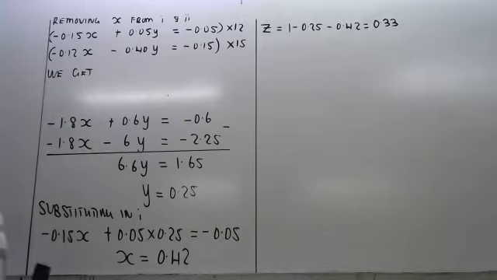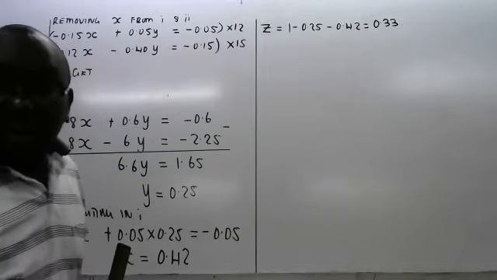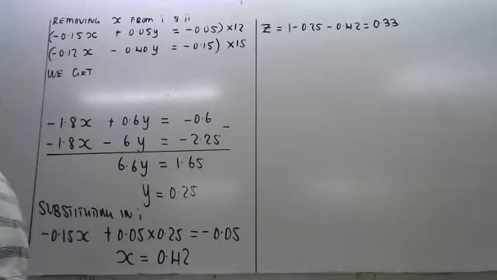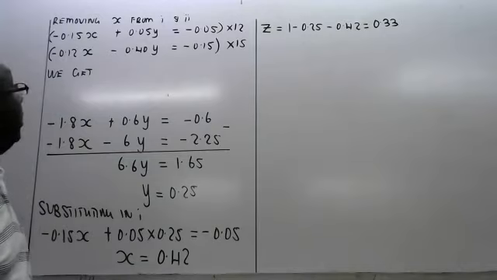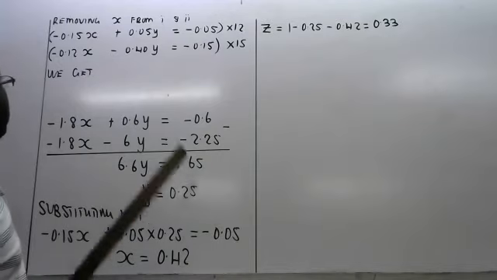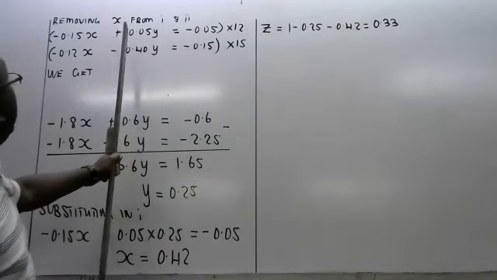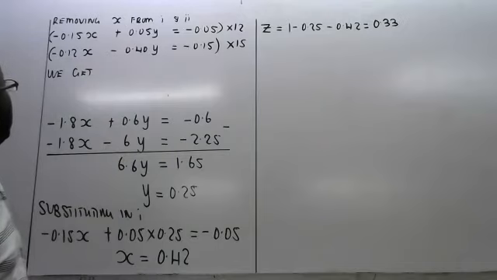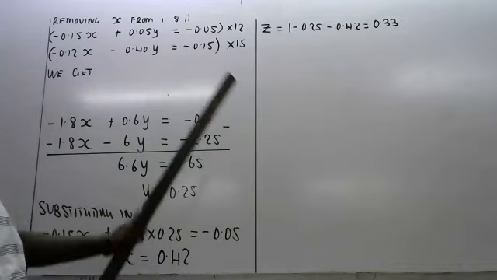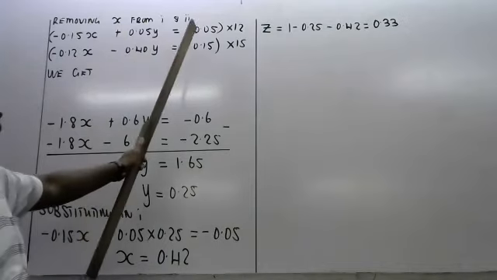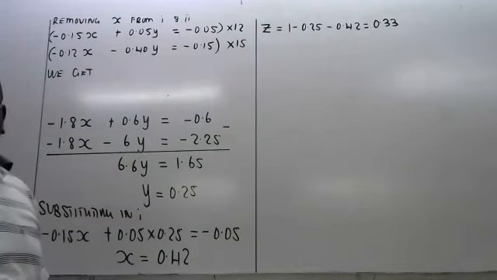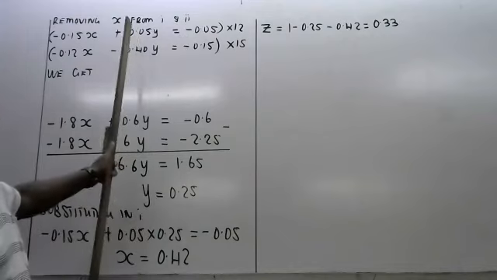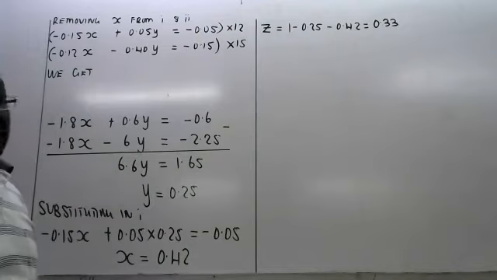Sasa sijui hiyo unasema 0.0, ni hii unaongelea ama ni hii? But this one was positive, this one was negative. If you are talking of that, they are okay. That's what you're talking about, Halima.